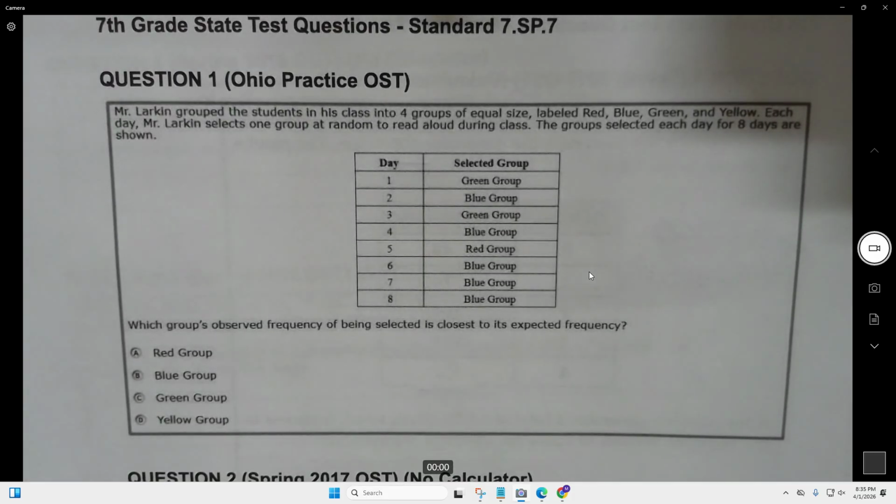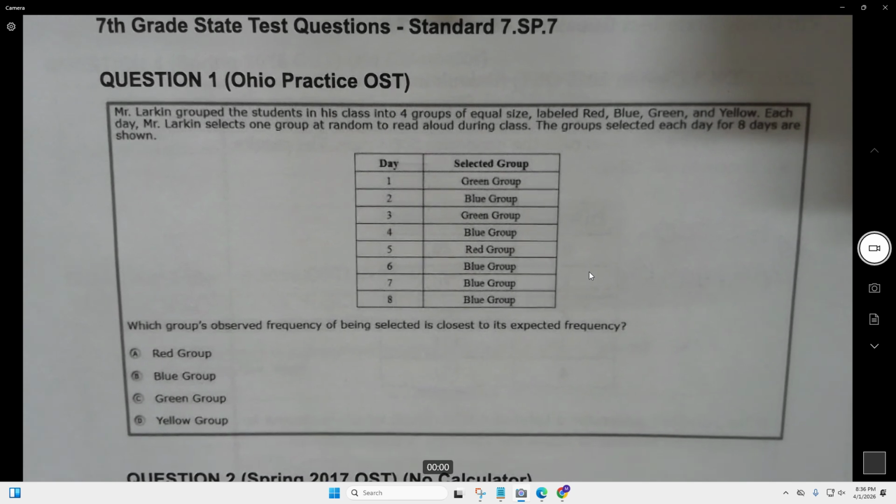Mr. Larkin grouped the students in his class into 4 groups of equal size labeled red, blue, green, and yellow. Each day, Mr. Larkin selects one group at random to read aloud during class. The groups selected each day for 8 days are shown. Green, blue, red, blue, blue, blue. Notice that yellow has never been picked. Which group's observed frequency of being selected is closest to the expected frequency?